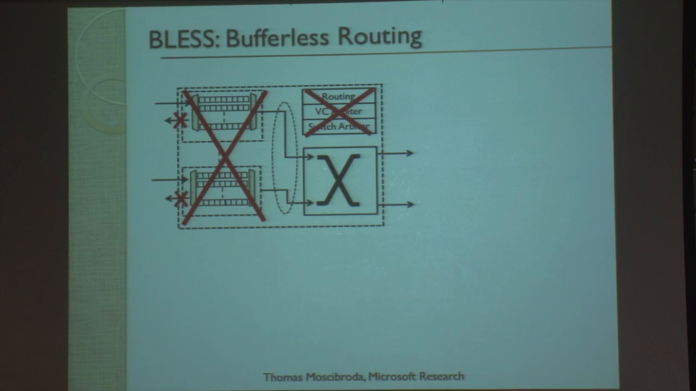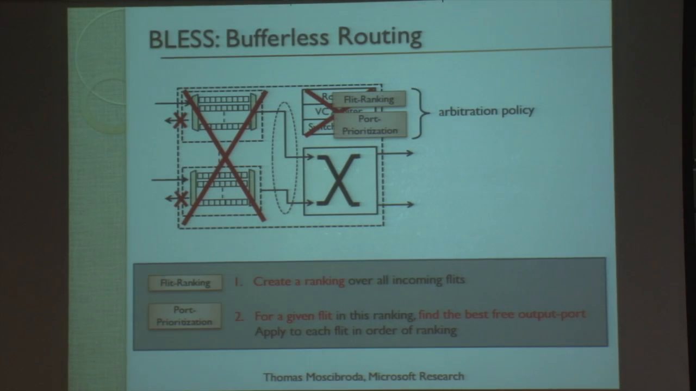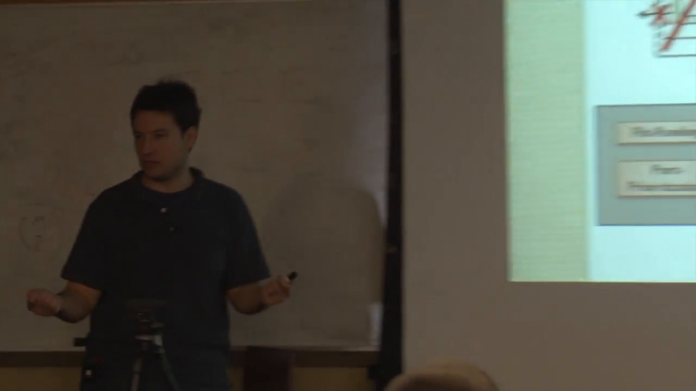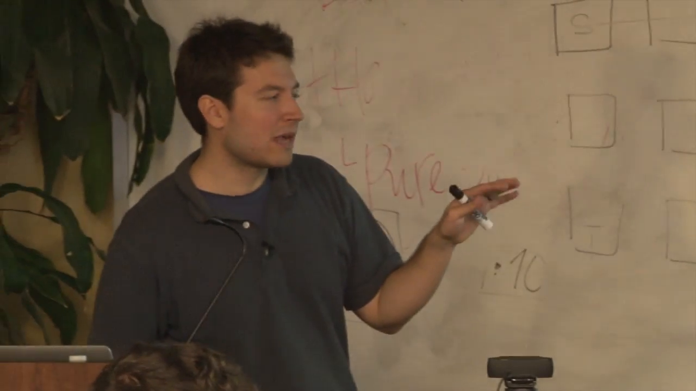So we get rid of the buffers. We also get rid of some of those other control logic things because now we don't need to deal with which VC we're going to use or which routing output we're going to use, because if I can't make it towards the productive one, I just go towards another direction. To make sure that you're making progress, you need to have some sort of ranking between flits, because if I'm a really unlucky flit and I keep on getting deflected, I'll never make it to my destination. And that makes this paper kind of tricky.